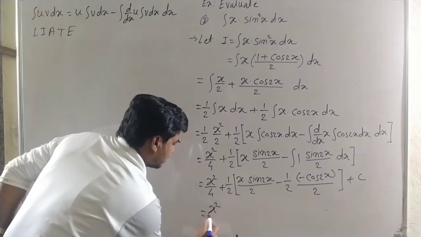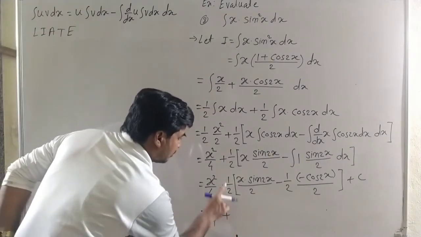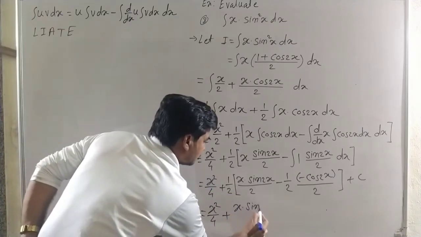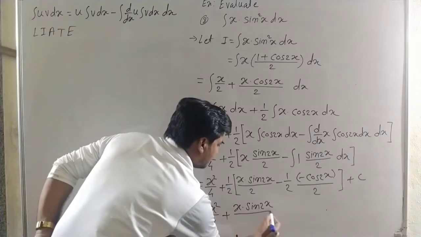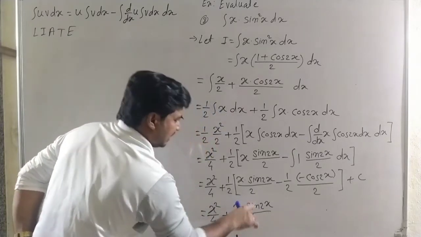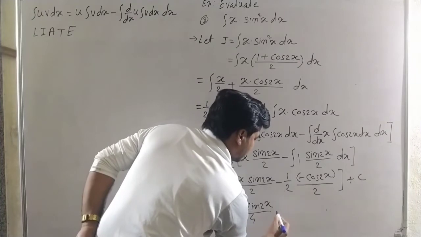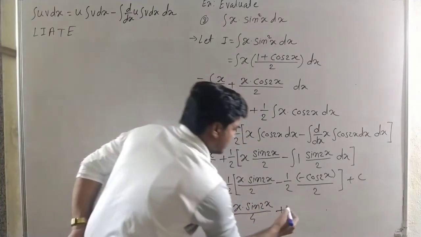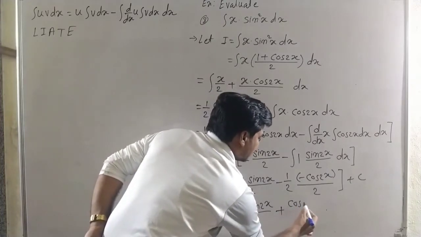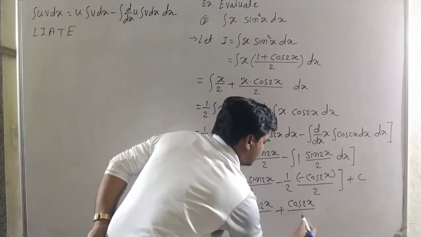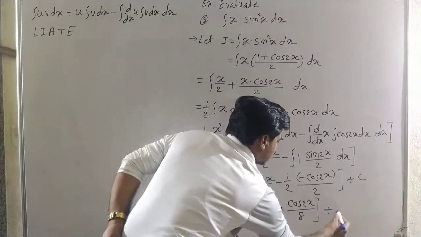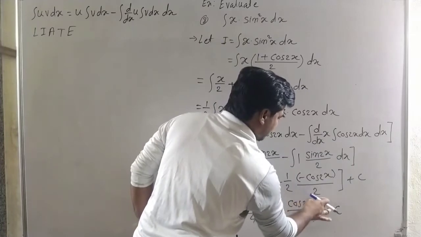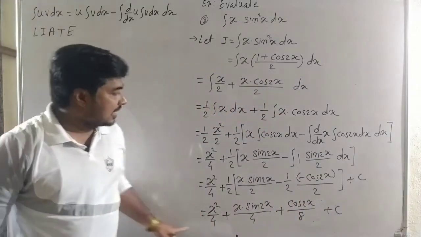Now we write the last answer. It is x square by 4 plus, we multiply by 1 by 2, x into sin 2x upon 4, and here minus becomes plus, 2 into 4 is 8, that means cos 2x upon 8 plus c. Here it is not necessary to write the bracket, we can multiply this. Here it is the last answer.